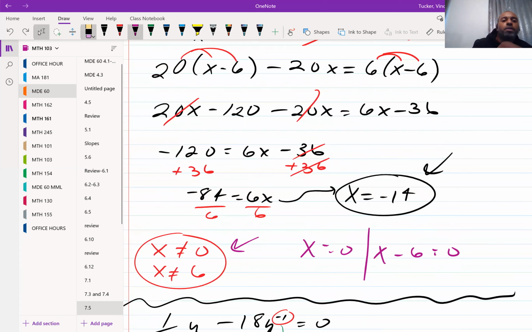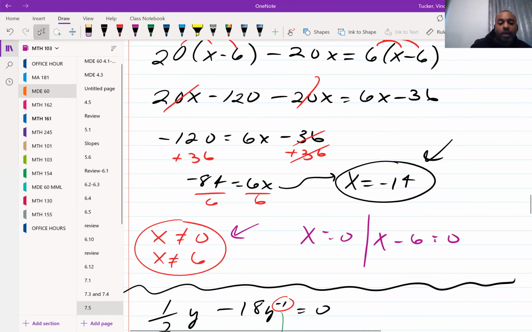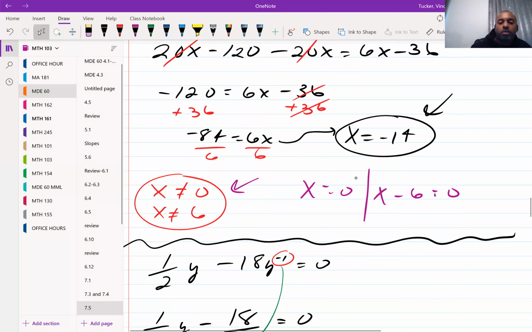Oh, and just here, the two values that we couldn't use, 0 and 6, go back to checking these, setting them both equal to 0. So that's where that came from. 0 and 6 were the only values we couldn't use, so they had nothing to do with our negative 14, so we're okay. All right. Everybody okay with the next one?